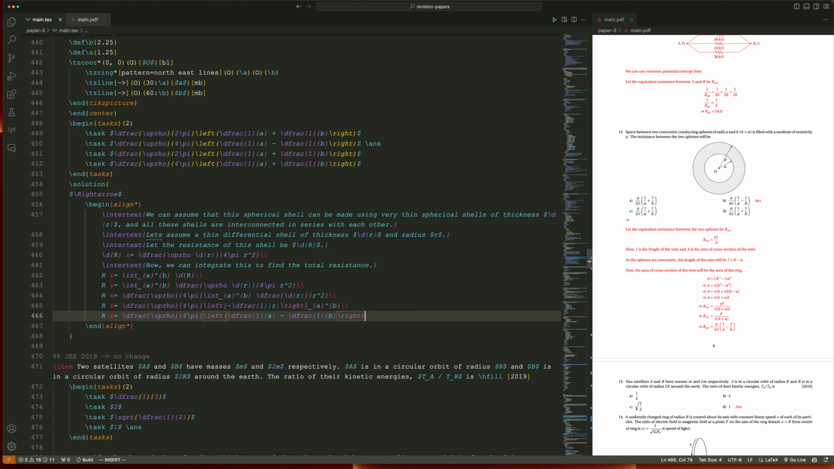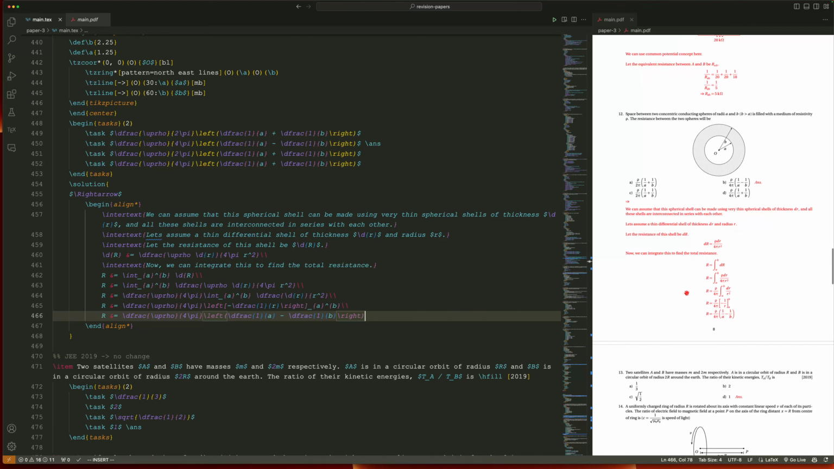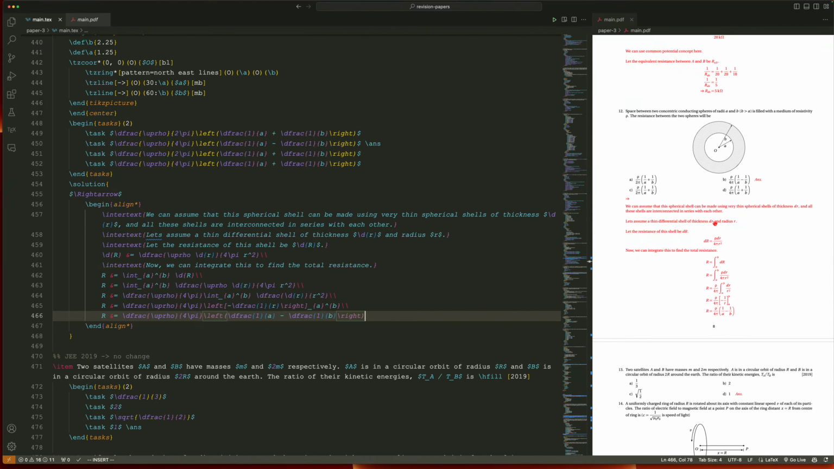Let's run it, then after we can move on to the second part. Yes, so as you can see, assume that this spherical shell can be made using very thin spherical shells of thickness dr, and all these shells are interconnected in series with each other. And let's assume a thin differential shell of thickness dr and radius r, and let the resistance of this be dR. So dr is the thickness.